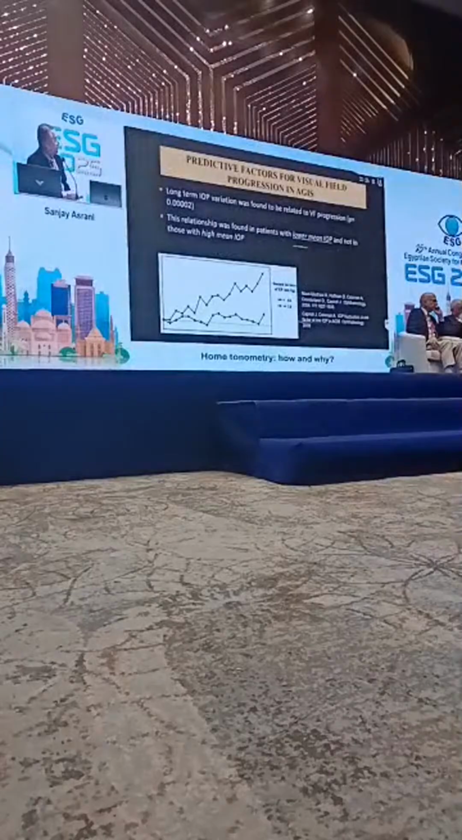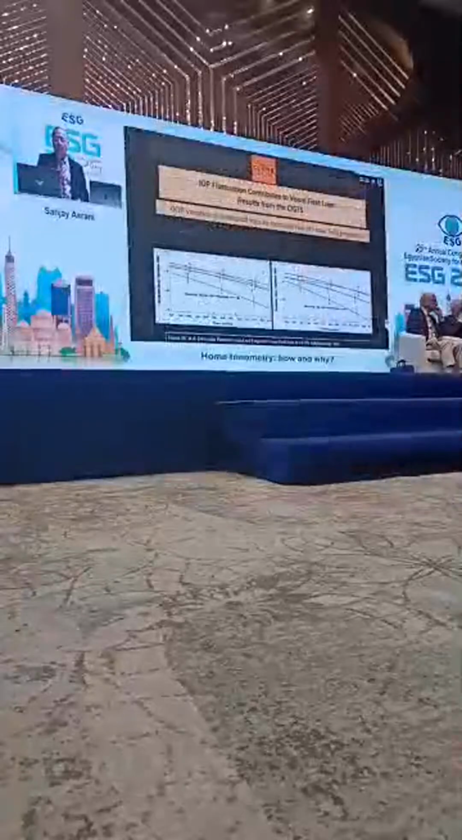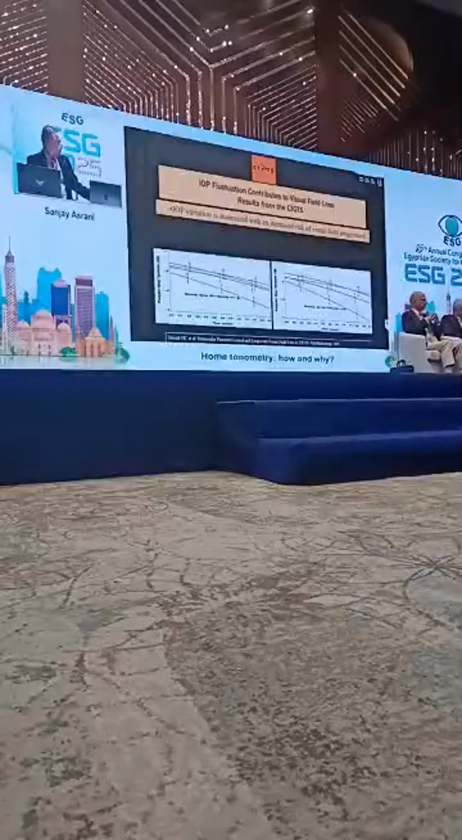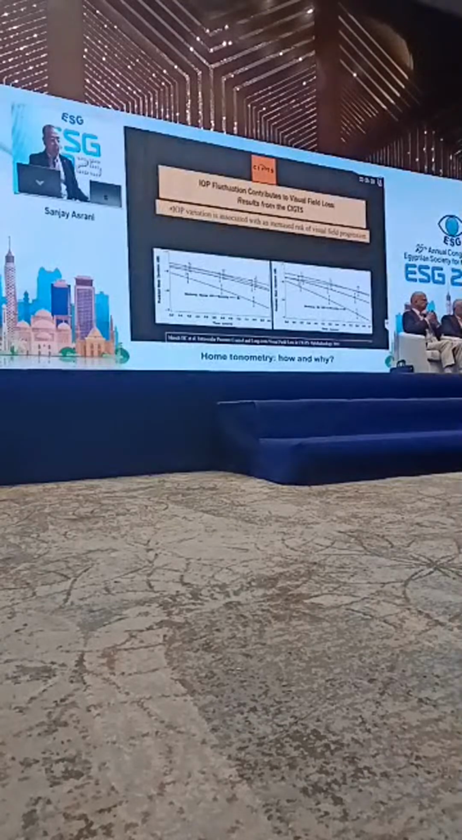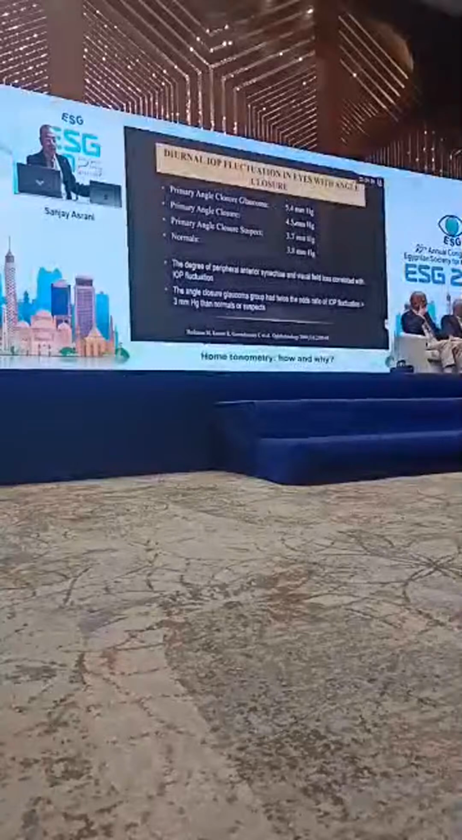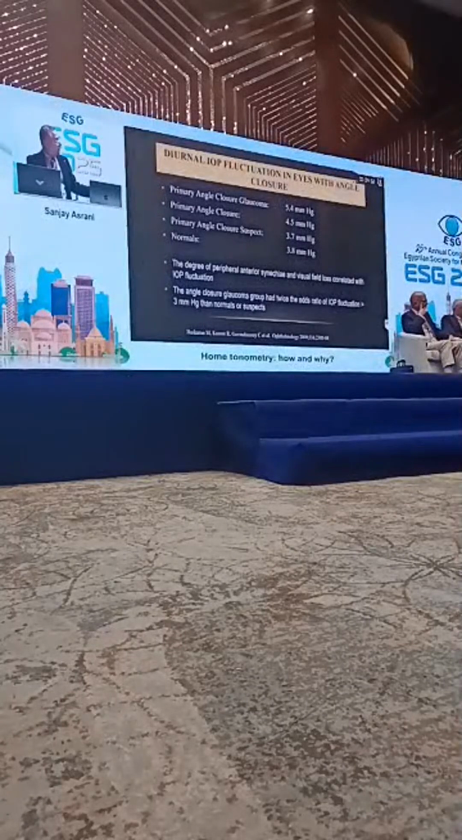And it was more important once the pressure was brought down to normal. This same result was found in the CIGTS study, the Collaborative Initial Glaucoma Treatment Study. That is, if the standard deviation is more than 3, they will progress much faster. You got the same results in angle closure. Those with glaucoma had greater fluctuation compared to those who were suspects.